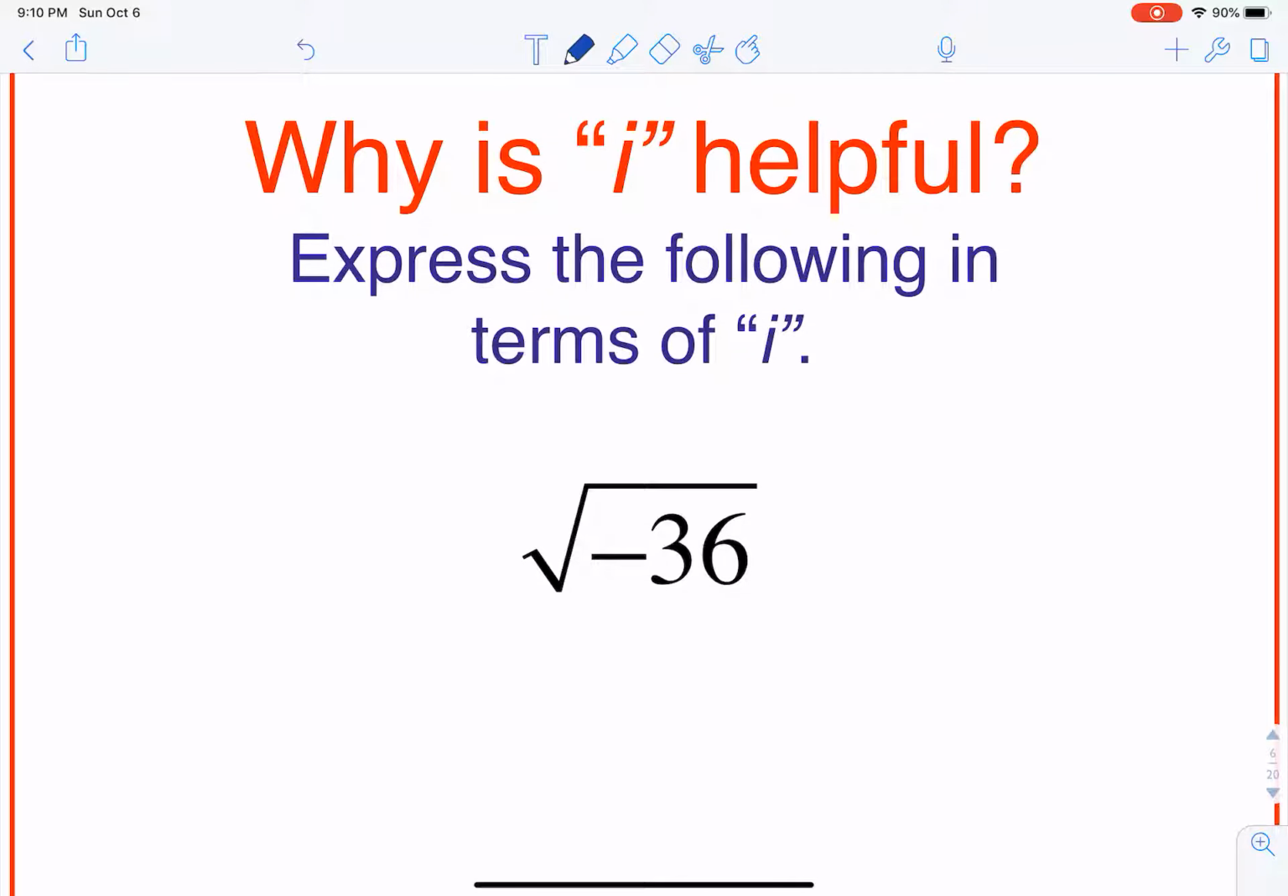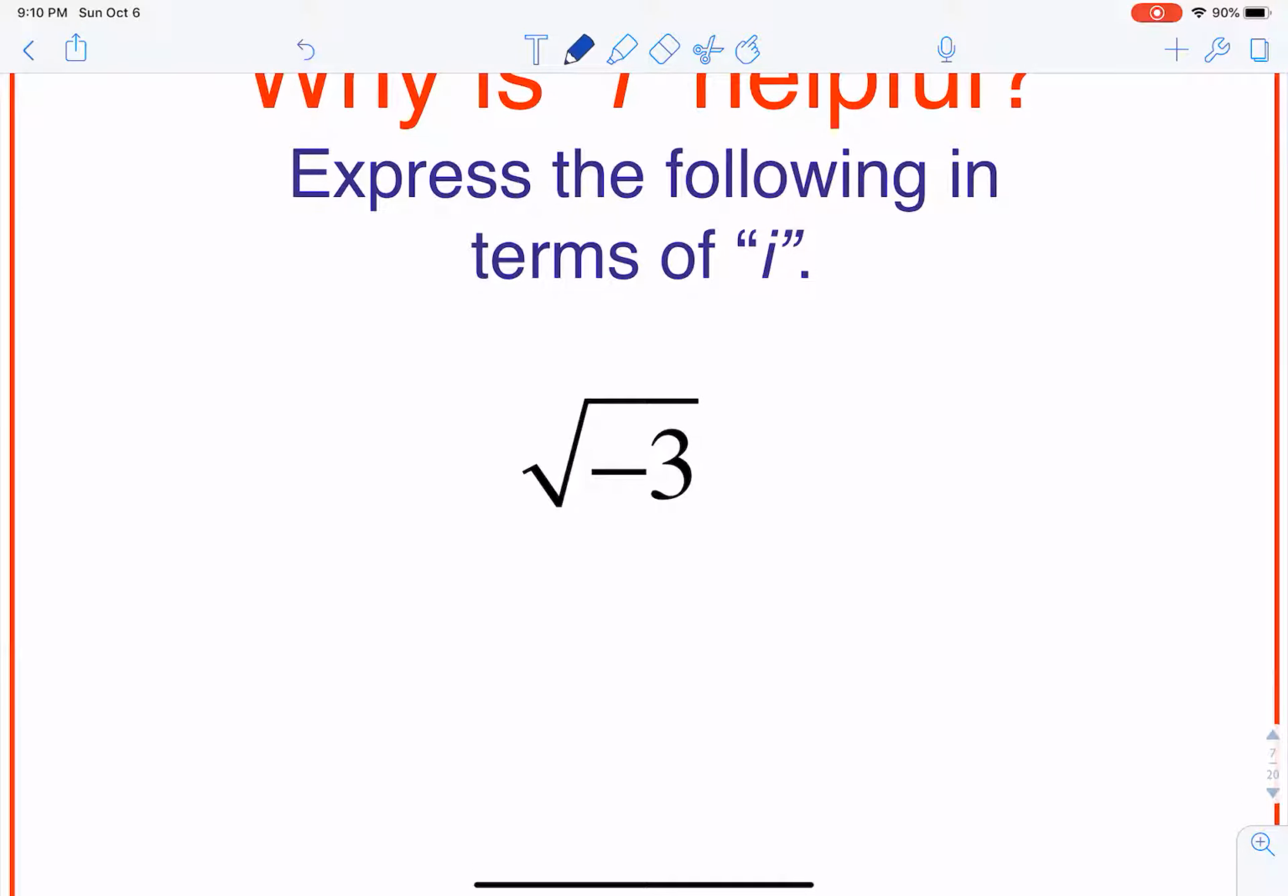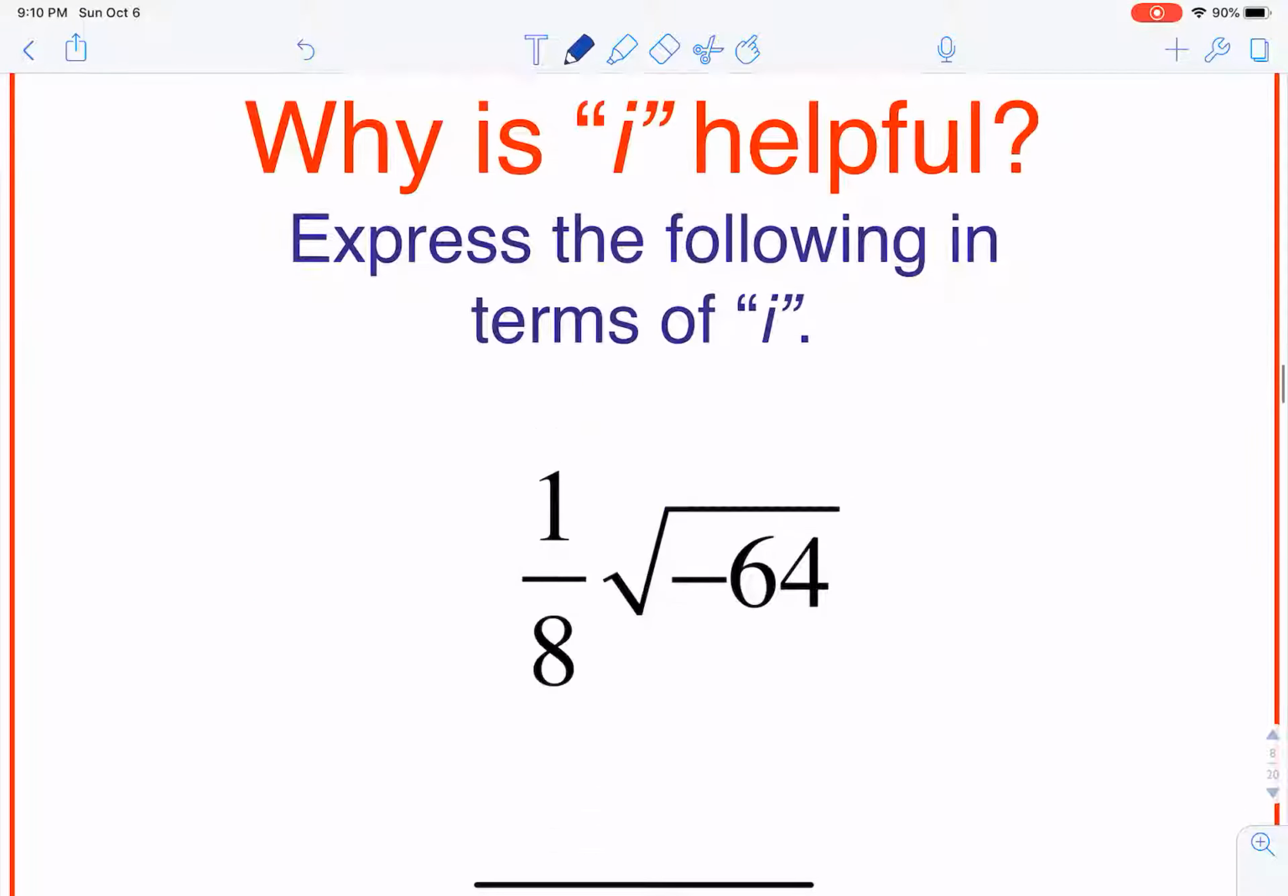So this is just going back to i. Why is i helpful? i is helpful because it allows us to simplify out of these square roots. So let's do a few examples and maybe we'll see what that looks like. Express the following in terms of i, the square root of negative 36. This is going to be 6i. The square root of negative 3 is going to be i square root of 3.